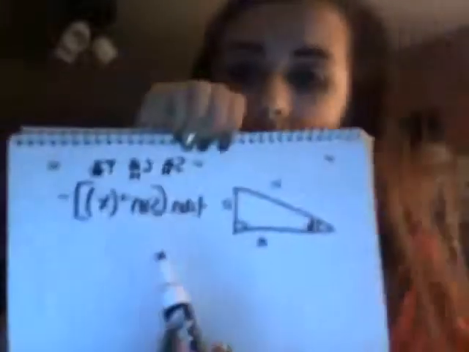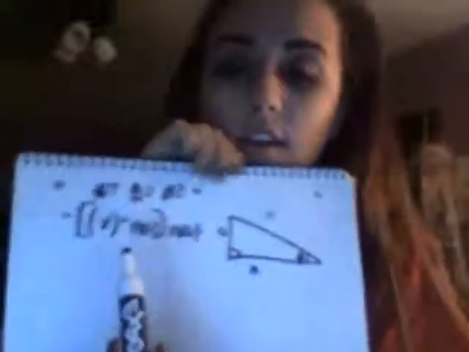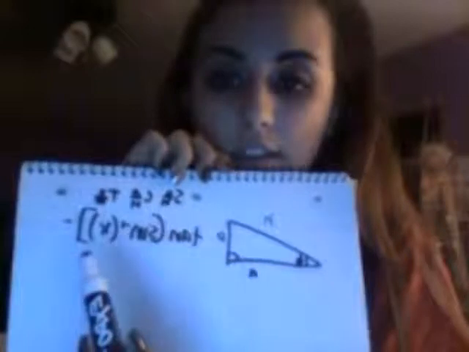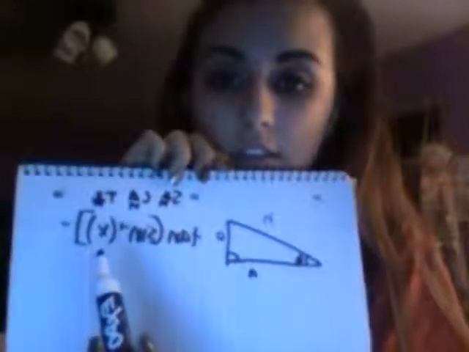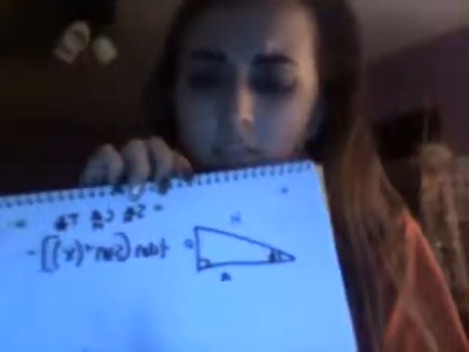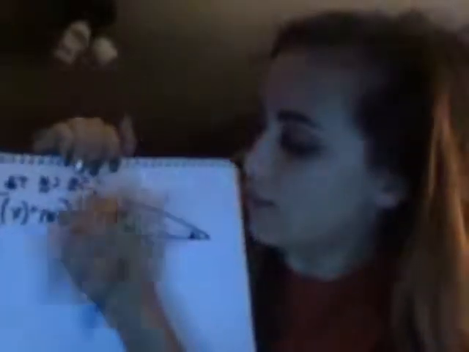So we know that sine of x, sine equals x. That means that sine is opposite over hypotenuse, so the opposite must be x. And so x over what equals x? 1. So now we have x and 1.